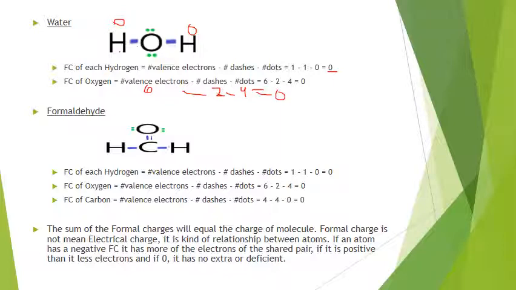All right, the formal charge on each atom of formaldehyde. For each hydrogen, it's the number of valence electrons, 1, minus 1 bond or dash, minus no dots, equals 0. Oxygen: 6 valence electrons, subtract 2 dashes, subtract 4 dots, 0. And carbon has 4 valence electrons, 4 dashes, no lone pairs, 0. The sum of the formal charges will equal the charge on the molecule. So these two molecules had a charge of 0.